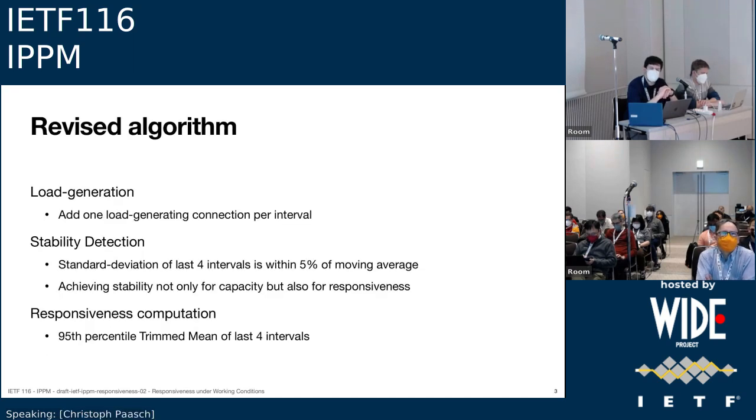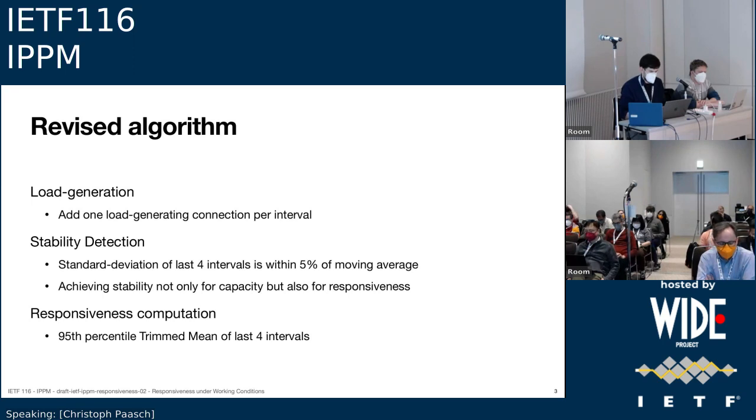So the revised algorithm, what has changed? Previously, we had quite some logic around when to add or not add additional connections to the test. Now, as we are generating the load, we are simply adding one load generating connection per interval. And in the draft, we recommend that the interval should be 1 second. So during the test, we are adding one load generating connection per second.